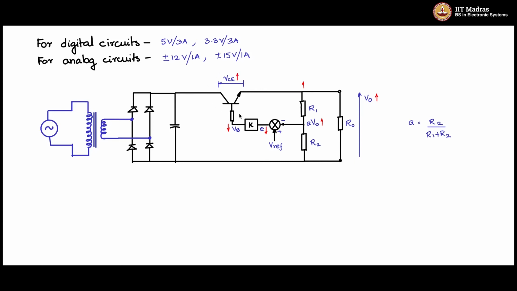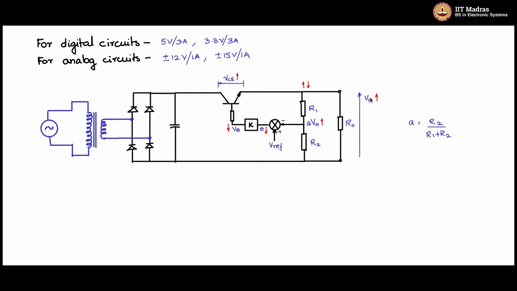And once the VCE increases, which means more voltage is dropped across the series pass element, this will absorb the drop, increase the voltage drop across this, and try to bring back the voltage here to its nominal controlled value. So this is how the negative closed loop feedback works, trying to regulate the output voltage to its nominal value.